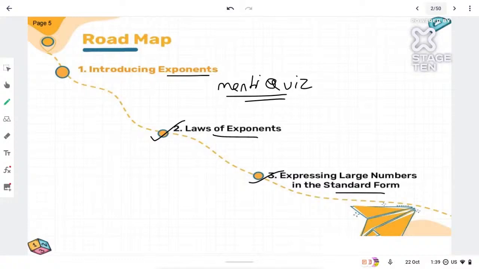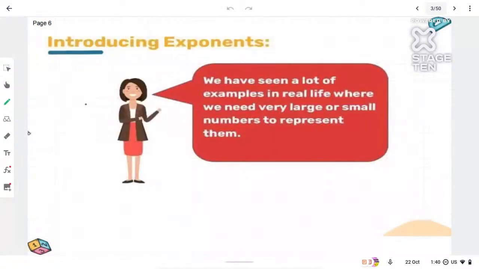So let's start with the first topic of today, that is introducing exponents. Now students, we have seen a lot of examples in real life where we need very large or very small numbers. Some objects are very very big, so we have to use very big numbers, and some things are very very small, and for that we also need very small numbers to represent. Can you give me one example of a very large thing? Some real life example of large numbers, like the size of it or the weight of it?